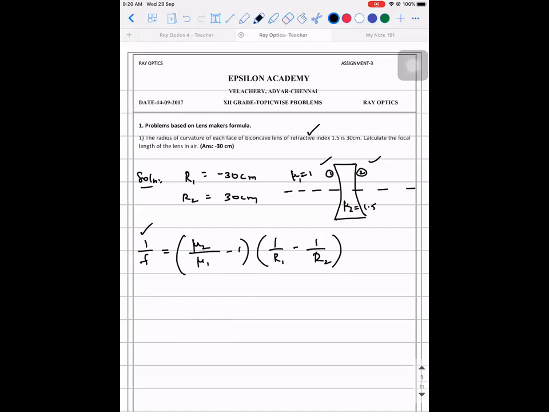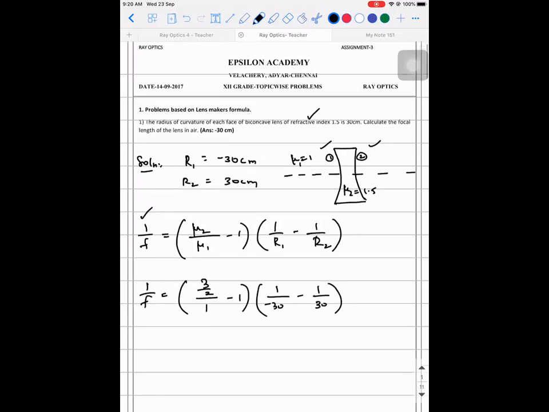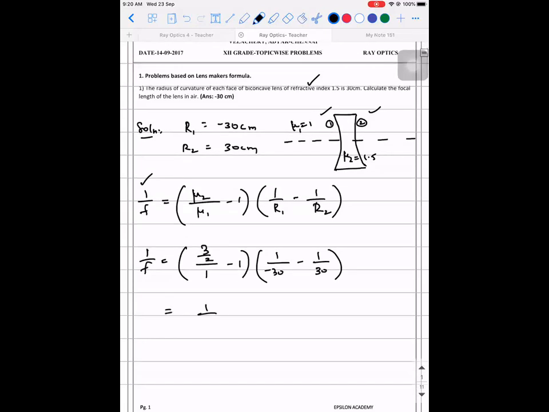So 1 by F is equal to this thing. So 1 by F is equal to, what is the value of mu2, guys? It is 3 by 2 divided by mu1 is 1 minus 1 into 1 by minus 30 minus 1 by 30. I just substituted it with proper sign convention. So 3 by 2 minus 1 is going to be half. It is minus 2 by 30. This and this will get cancelled, 1 by F. So what is happening here? Focal length is equal to minus 30 centimeter.